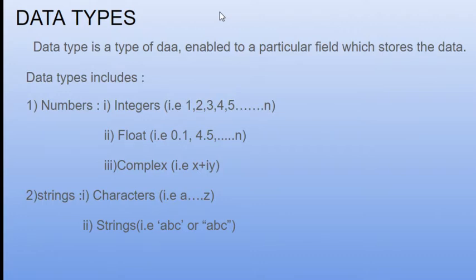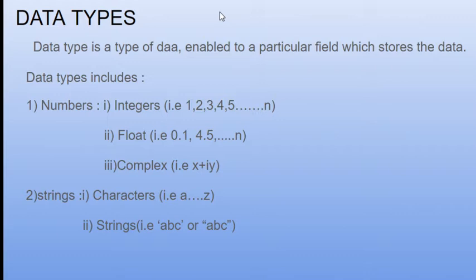Second, we have the floating numbers, which are also called float. These floats basically mean the decimal numbers. I have just given an example there of 0.1, 4.5. It can be anything, but it has to be a decimal number. That is what is called a floating point when we are using it in our programming language.